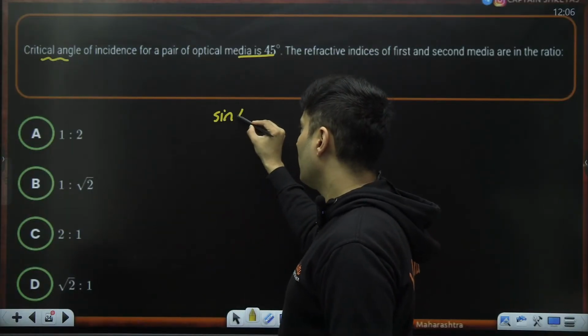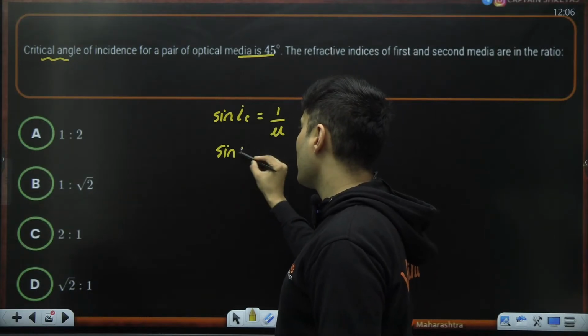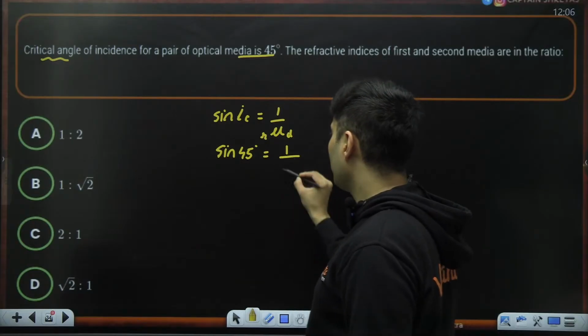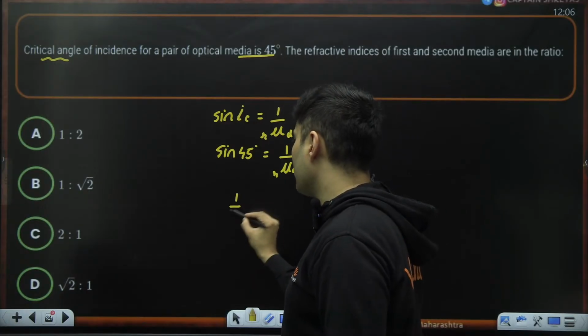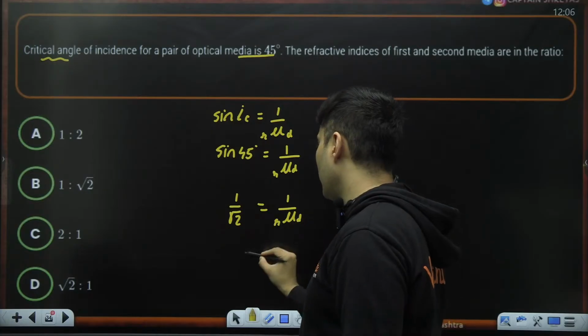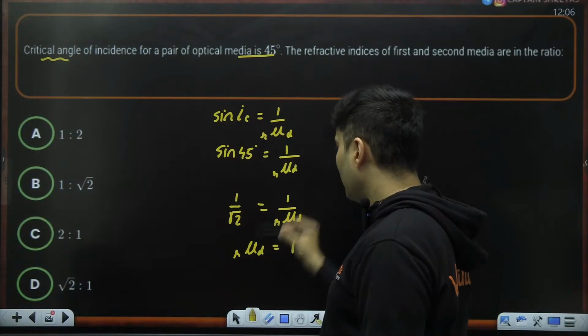Sine of IC is 1 by mu. So therefore, sine of 45 is, this is dense medium with respect to rare. Sine 45 is 1 by root 2. This is 1 by refractive index of dense with respect to rare. So refractive index of the dense with respect to rare is root 2, taking reciprocal.